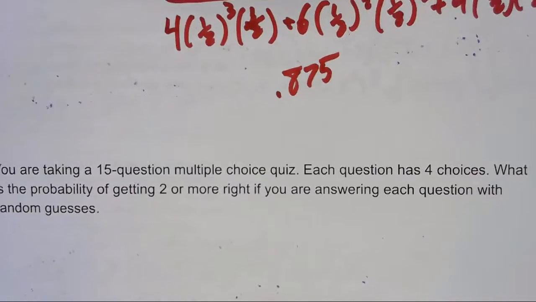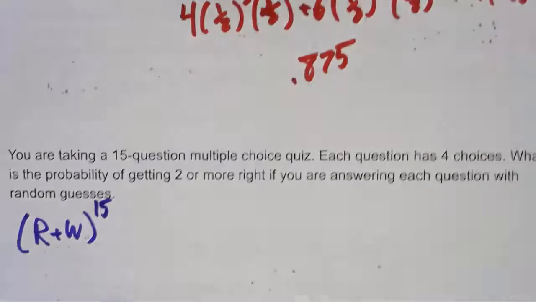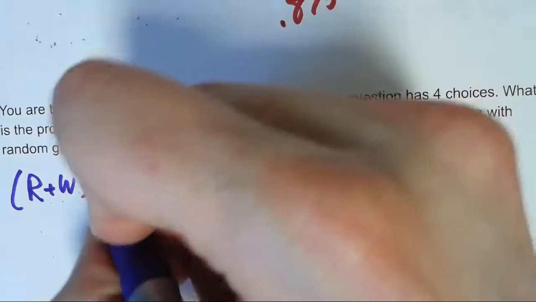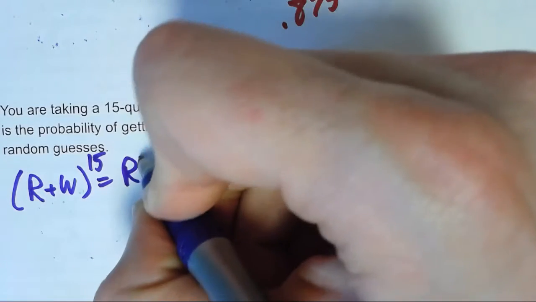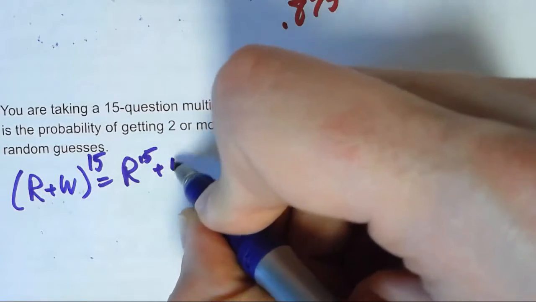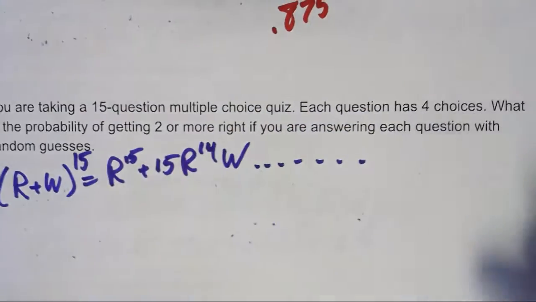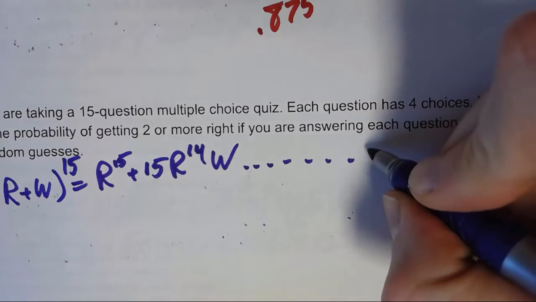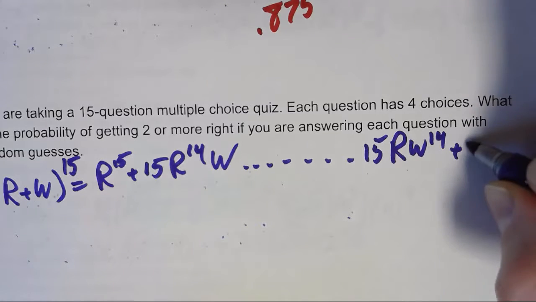And finally, with number 7, we're taking a 15-question multiple choice test, and we're answering at random. And, well, we can either guess right or wrong 15 times. Now, this is quite a long binomial. The first term would be r to the 15th. The second term would be 15 r to the 14th w. And there'd be a lot of terms in the middle. The second to last term would be 15 r w to the 14th, and the last term would be w to the 15th.